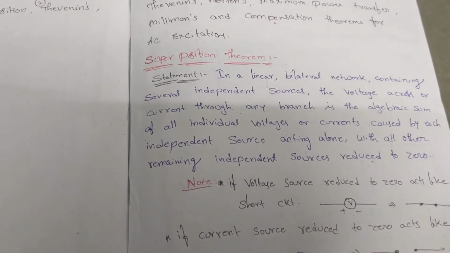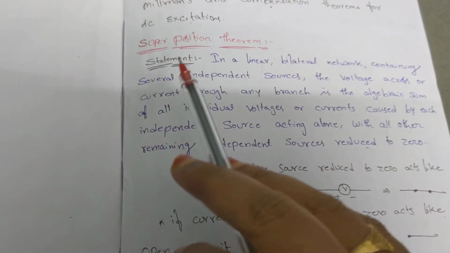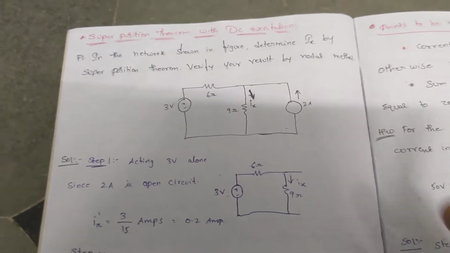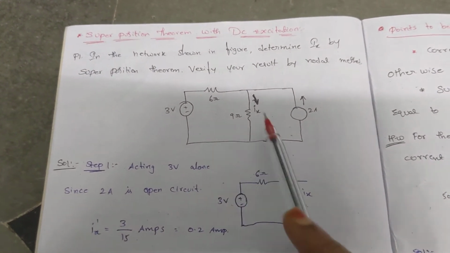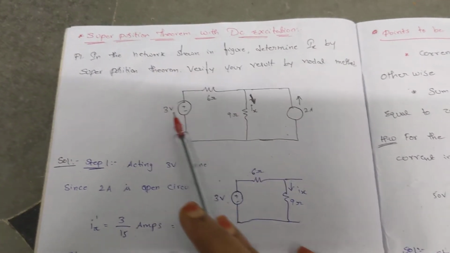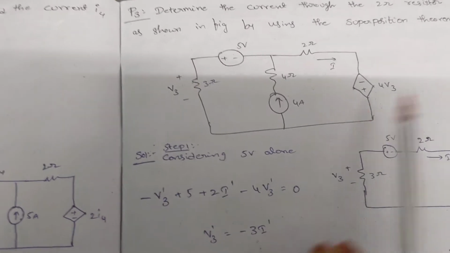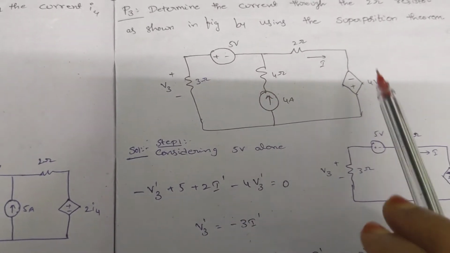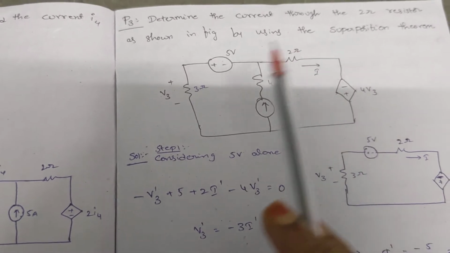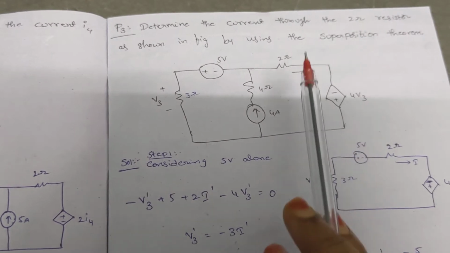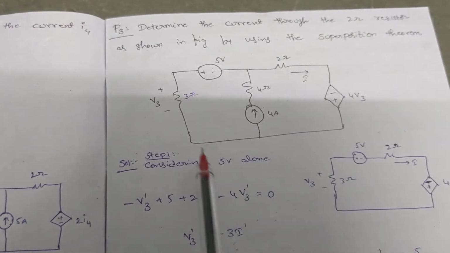Good morning to everyone. In our previous videos, we came across the superposition theorem statement and the steps to be followed while solving a superposition theorem with DC excitation having only independent sources. Here I am considering the voltage source as well as the current source in my previous session. Now I am considering a dependent source also. If a circuit has both independent as well as dependent sources, how to solve those networks we are going to see in today's video.